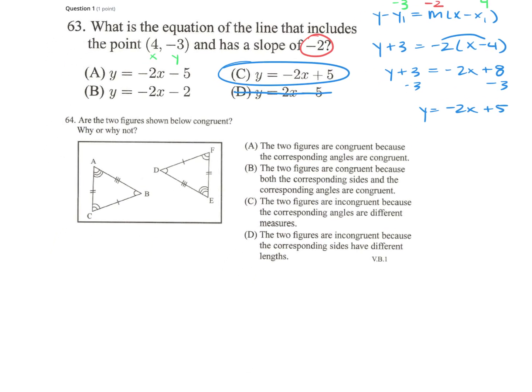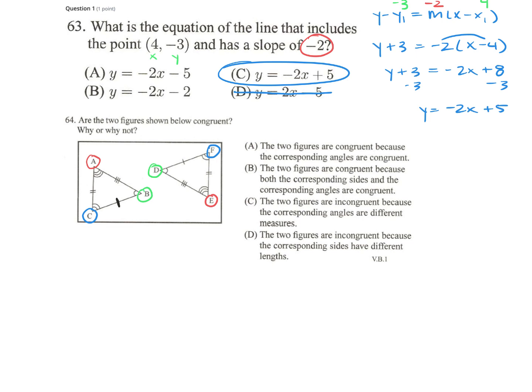The next one says, are the two figures shown below congruent? Why or why not? Okay, so looking at what we have here, I see that angle A is congruent to angle E. Angle B is congruent to angle D. And angle C is congruent to angle F. But now these are all angles. Angle is not a similarity proof.